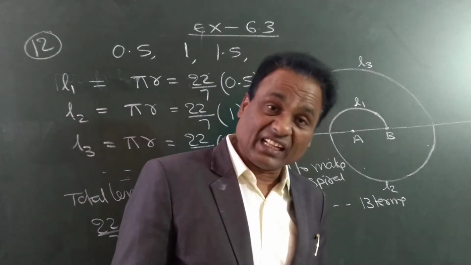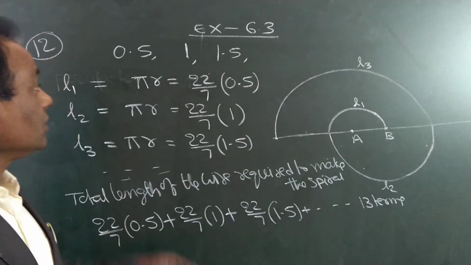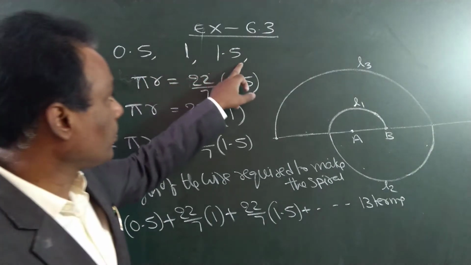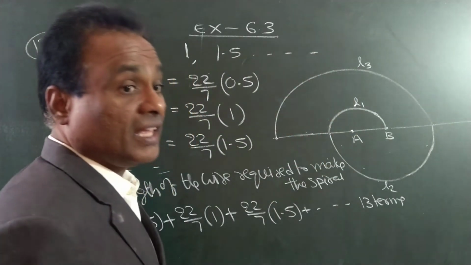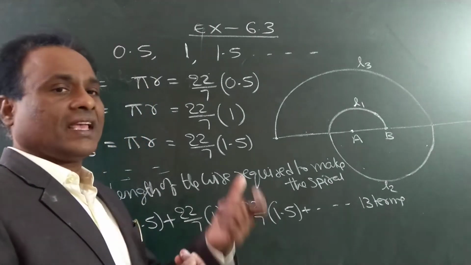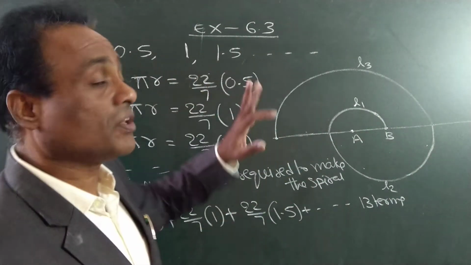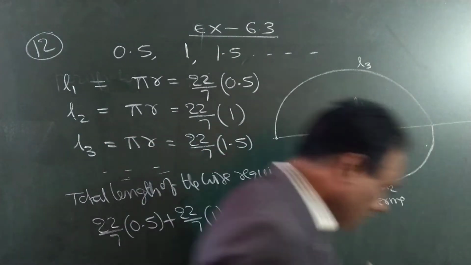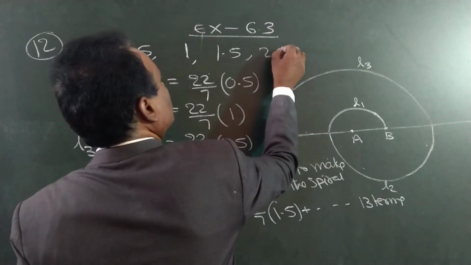Radii of the semicircles are 0.5, comma 1, comma 1.5, and so on. Radii means plural form. Radius is singular. There are so many semicircles, so I use radii, the plural form. Radii of semicircles are 0.5 centimeters, 1 centimeter, 1.5 centimeters, 2 centimeters, and so on.